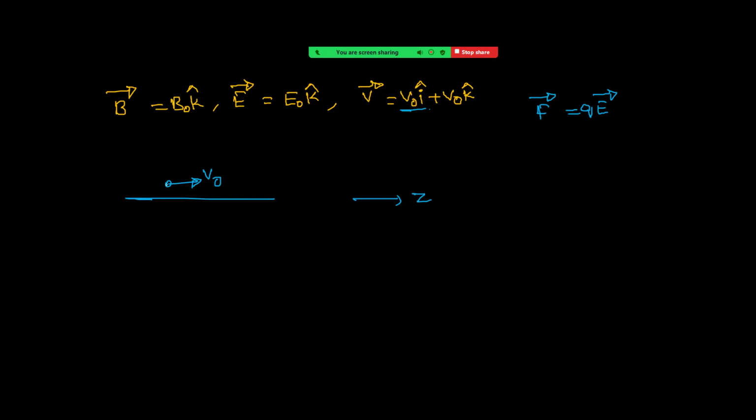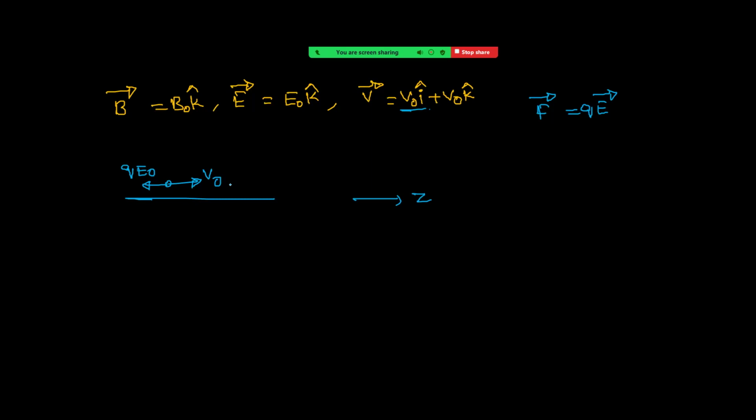Then because of this electric force, speed keeps on decreasing, which means the velocity component along the magnetic field keeps on decreasing. That means the pitch will decrease. After some time, this velocity component along the z direction will become zero. Okay. After that, its velocity component along the z direction will keep on increasing.